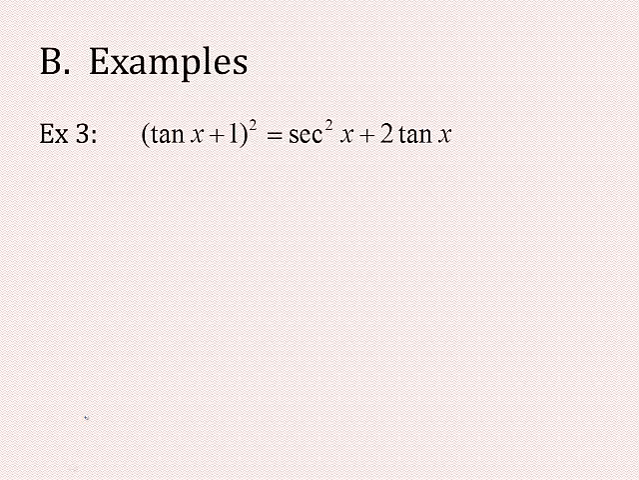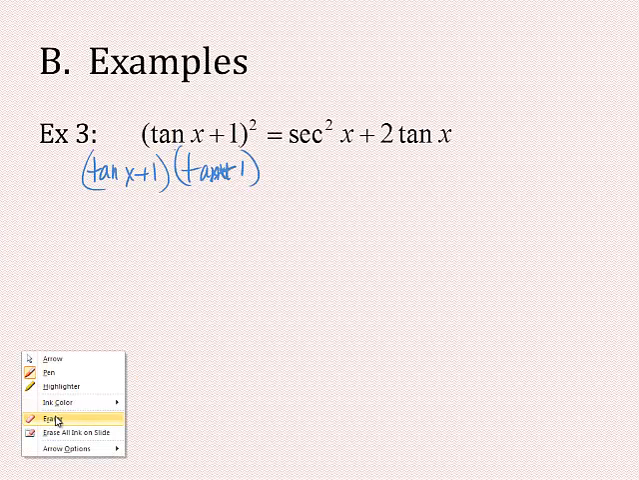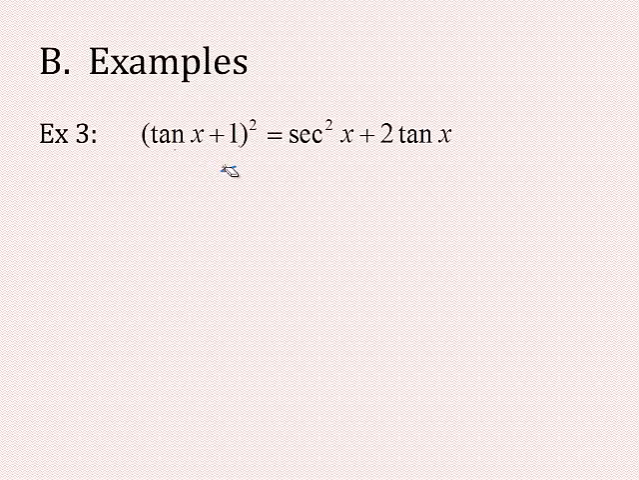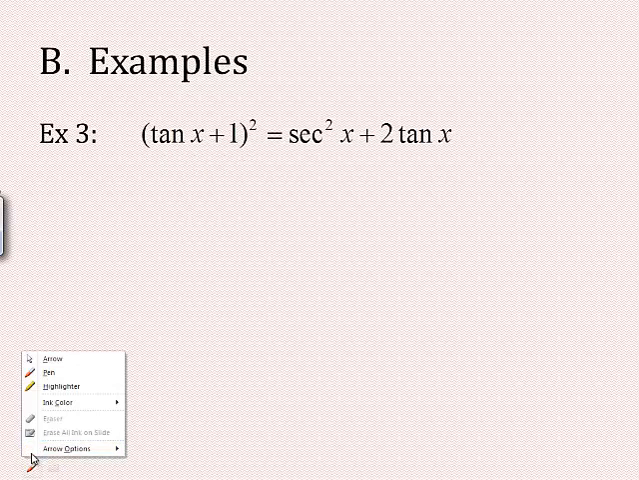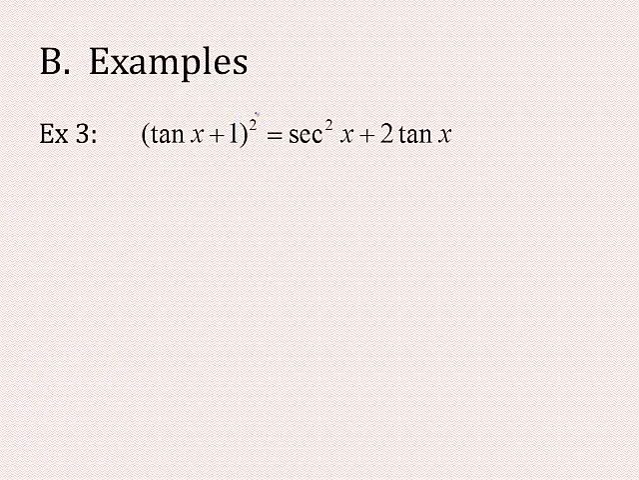Let's try another one. Look at this. This binomial is being squared. So first thing I'm going to do is multiply this baby out. Tangent of x plus 1, tangent of x plus 1. Okay, first thing I do is multiply it out because it's squared, right? So I want tangent of x plus 1 times the tangent of x plus 1.